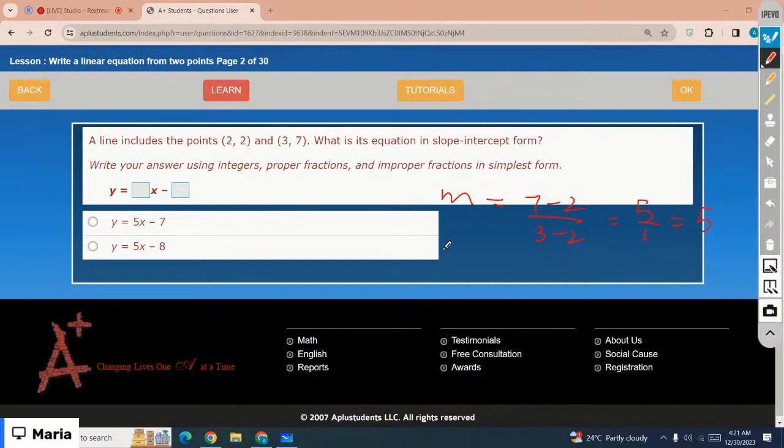The slope is 5. Now you can use any of the points in the equation to calculate b. I'm going to use the second one this time. Whatever point you use, the answer is the same. X is 3, y is 7, so 7 minus 15 equals b. 7 minus 15 is negative 8. So that means the correct option is y equals 5x minus 8, right? The correct option is option number 2. Got it?